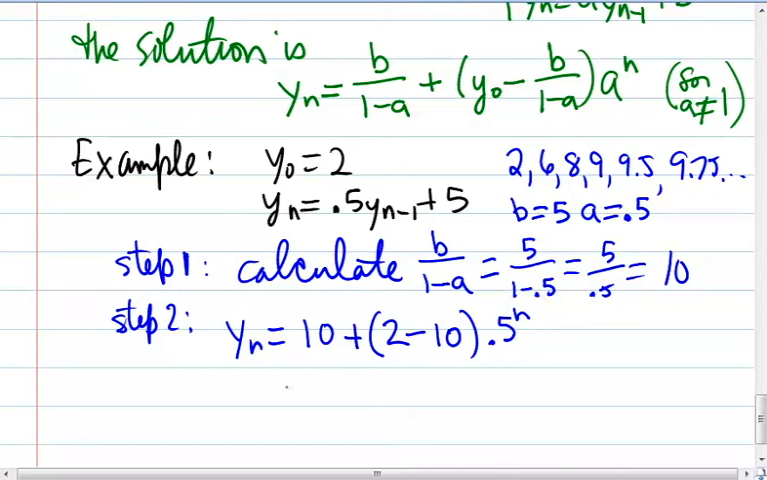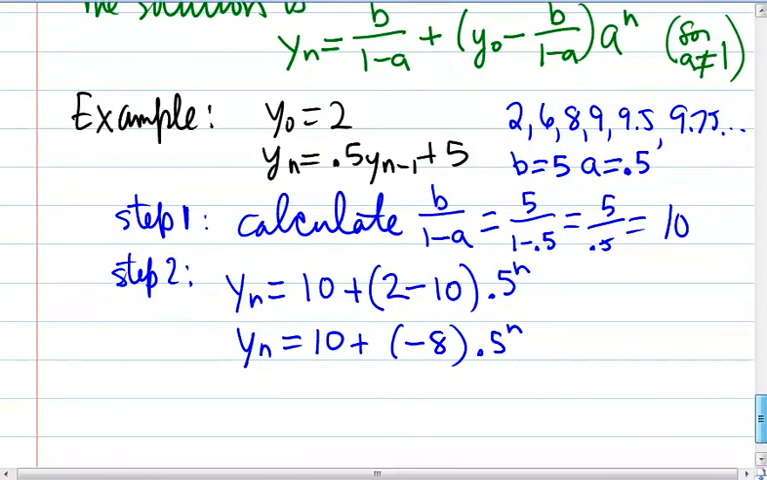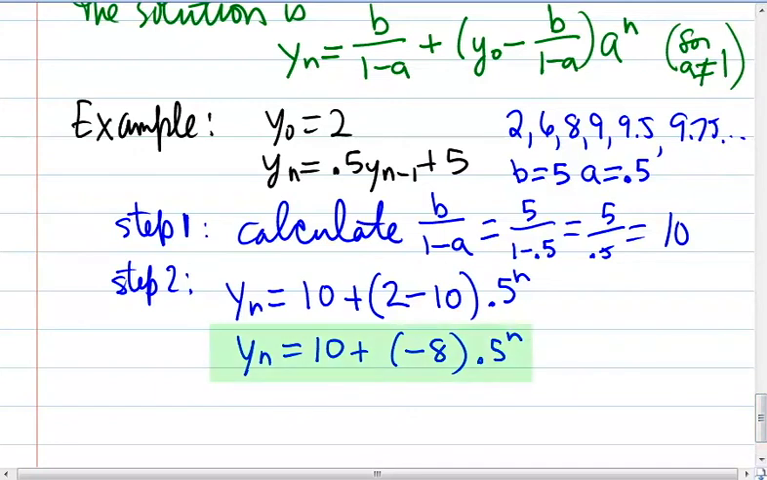So let me simplify this. The only thing that I can do is inside the parentheses, 2 minus 10, that's a negative 8. Don't be tempted to multiply by that 0.5 because that has an exponent on it. So you can't do anything until you put a value of n in there. So let's evaluate this just for the record to show that it works. Let's say for n equals 3. I already know what y3 is. This is y0, y1, y2, y3.